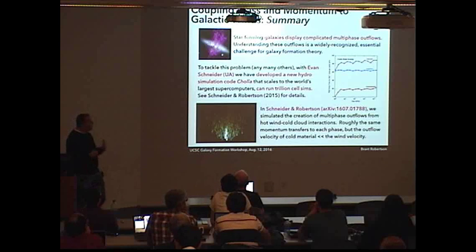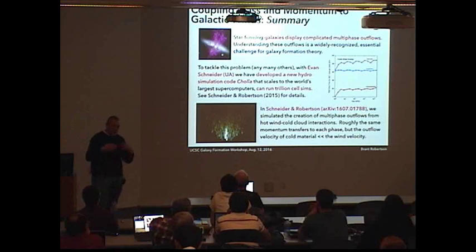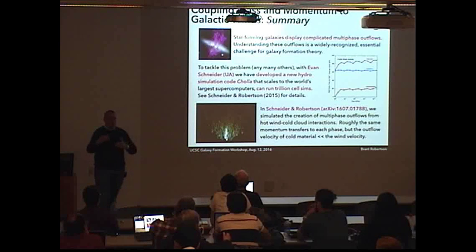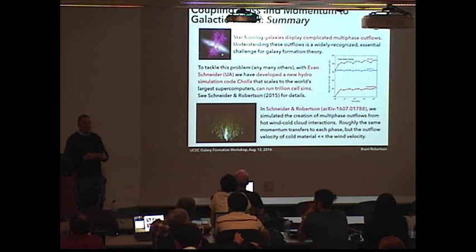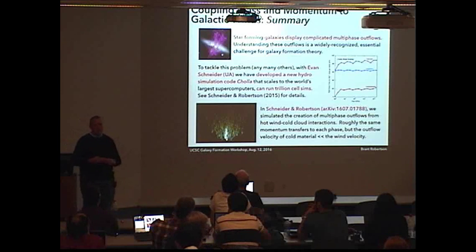And we've looked at this multi-phase outflow problem. We're in rough agreement with most others who have looked at the same problem, but we went a little bit further, I think, and we looked at the multi-phase structure of that material as it outflows, and we really looked at how mass and momentum are exchanged between these different phases, and tried to get a feel for what might be going on physically in the multiphase outflows around galaxies.